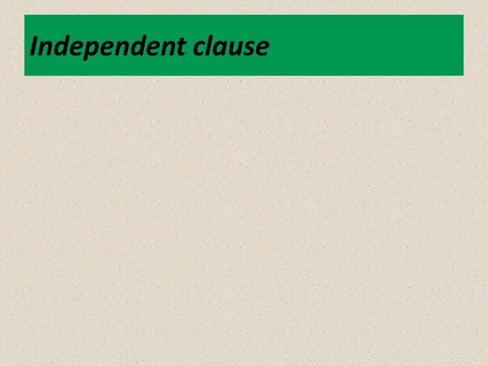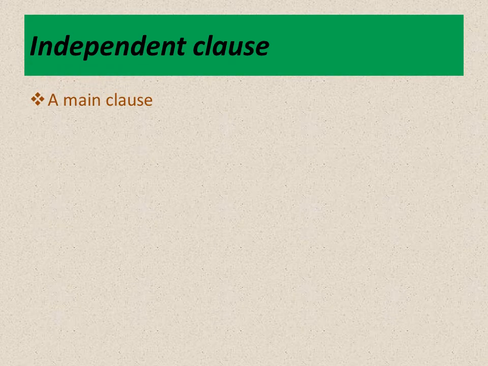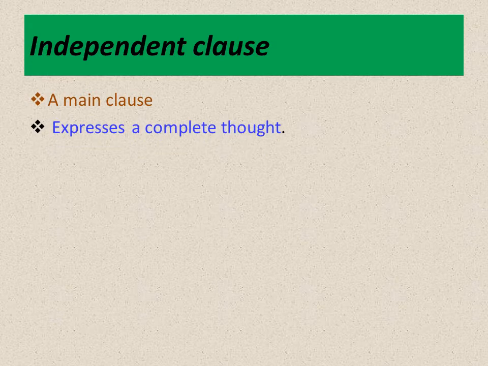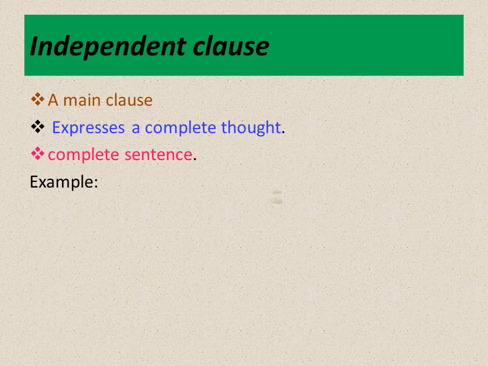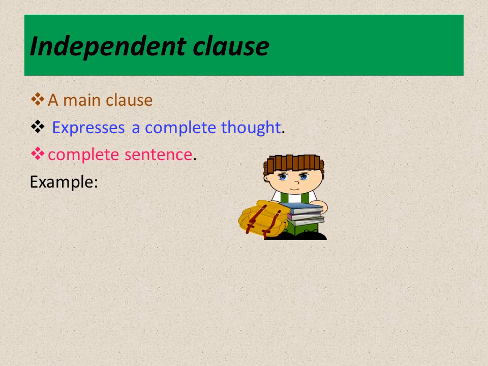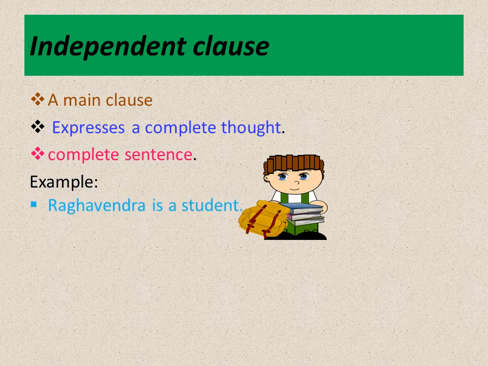Friends, now we will see independent clause. An independent clause can be called a main clause. Independent clause expresses a complete thought or a complete meaning. Independent clause is a complete sentence. Let us see an example. See the picture. Who is there in the picture? A student. Raghavendra is a student.